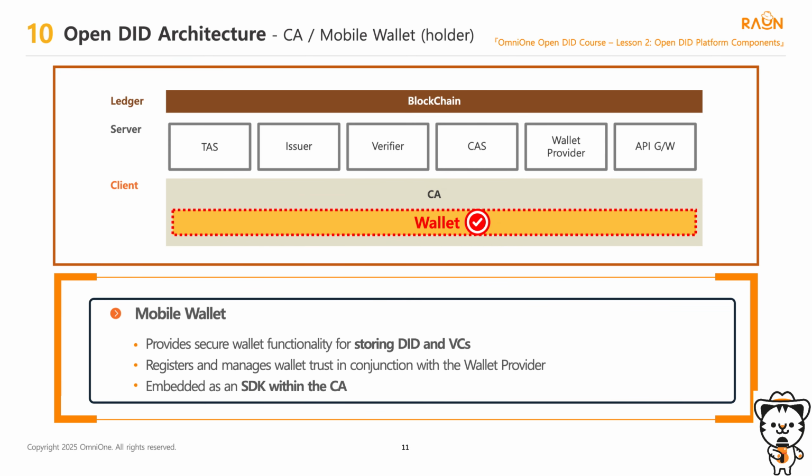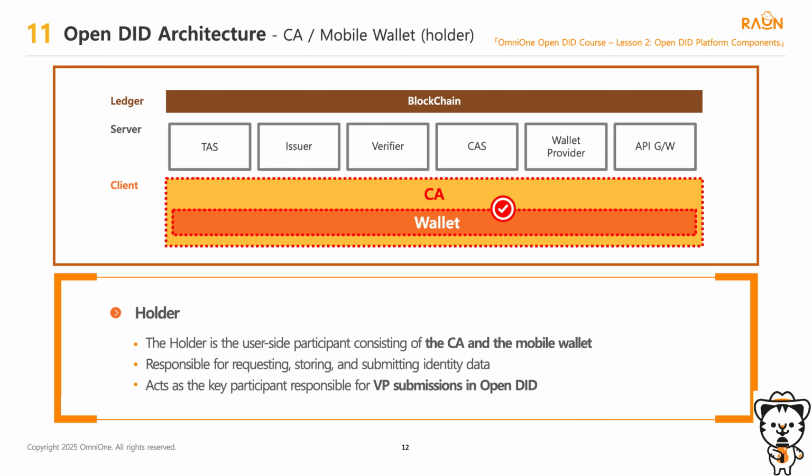Next is the mobile wallet. The wallet acts as a secure storage system that runs on the user's device. It safely stores and manages critical information, such as DIDs and verifiable credentials. The mobile wallet is connected to the wallet provider, which helps manage whether the wallet is properly registered and trusted. This wallet is embedded inside the certified app, in the form of an SDK. From the user's perspective, it may feel like a single integrated application. However, the wallet functions as a separate, and very important, component.